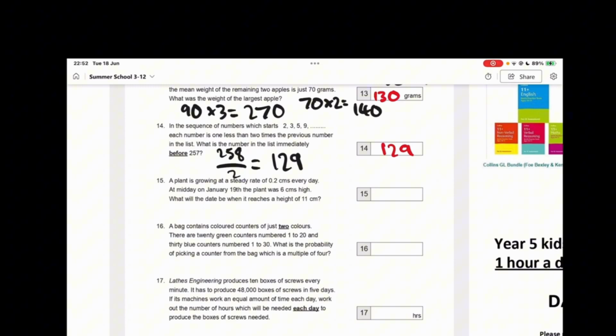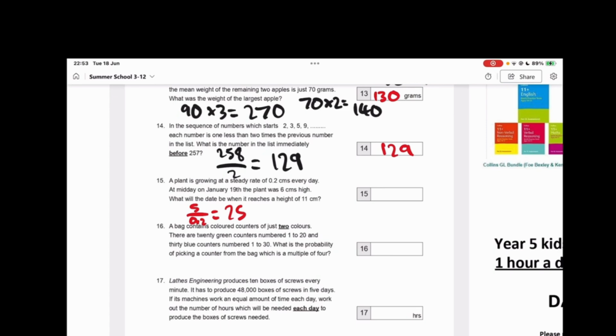So, if it was 6 centimeters on the 19th of January, we know that it still has 5 centimeters to grow. So if we divide that 5 centimeters into 0.2s, that will be like doing 50 divided by 2, which is 25. So 5 divided by 0.2 is 25. So that means that it will take 25 days.